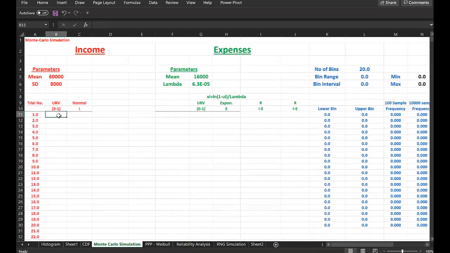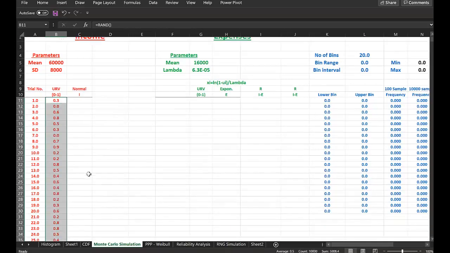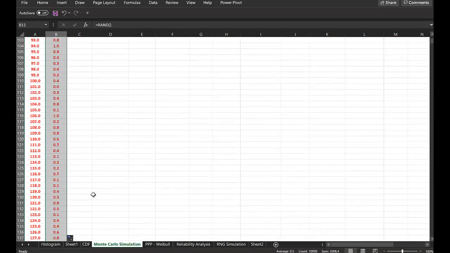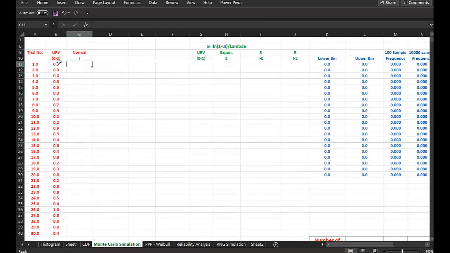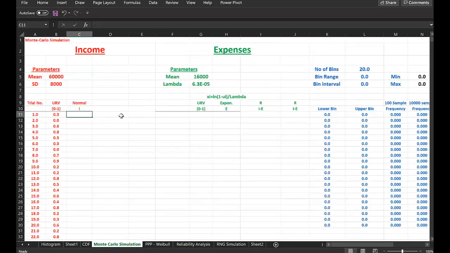Now let us first generate a uniform random number. Excel has the RAND function, so we can use this RAND function to generate the random number, and then we can double click and it will generate all the random numbers up to 10,000. Now, using this, I can generate normally distributed random numbers.